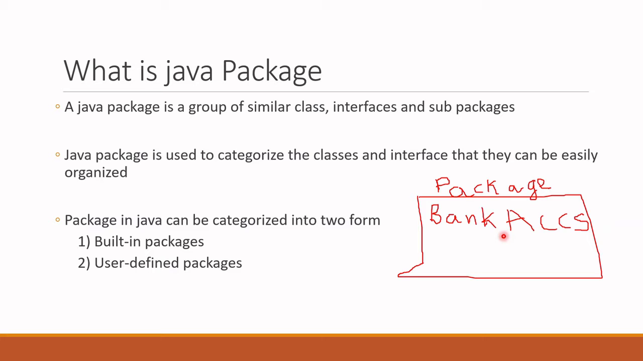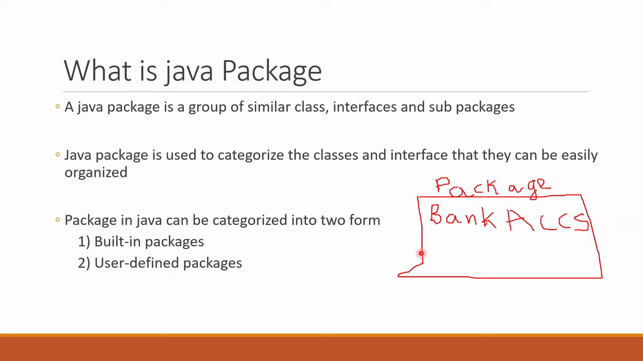A bank has different bank accounts. For example, savings accounts, fixed deposit accounts, and current account. Now, when we create a bank software for a bank, we create a package called bank accounts. In this bank accounts, we keep the classes of current bank account, fixed deposit account, and the different bank accounts in this bank account package.